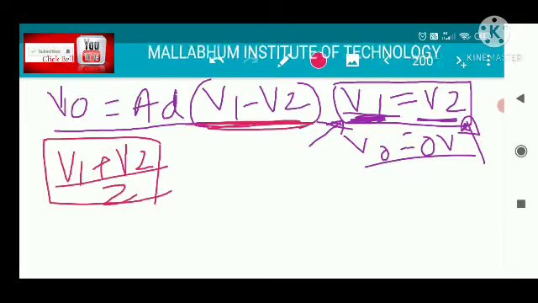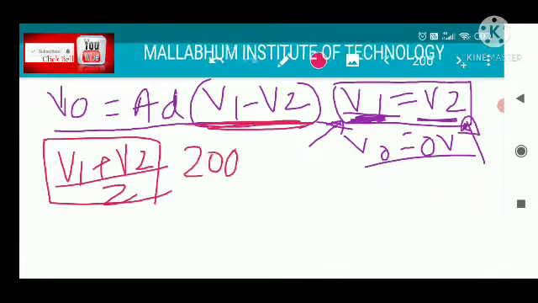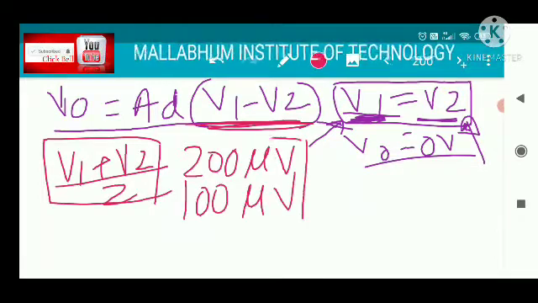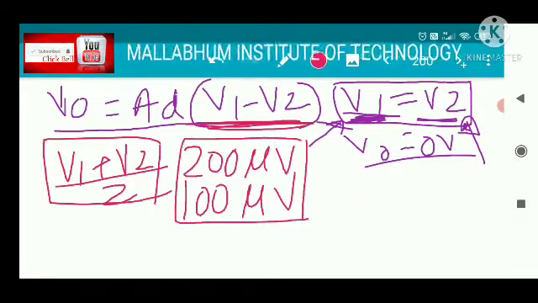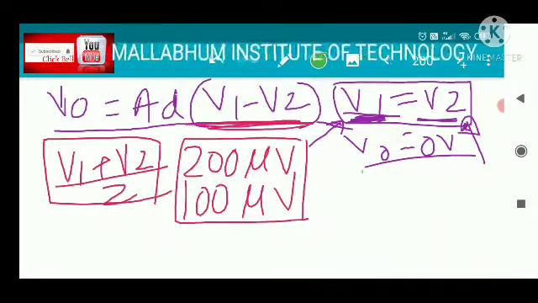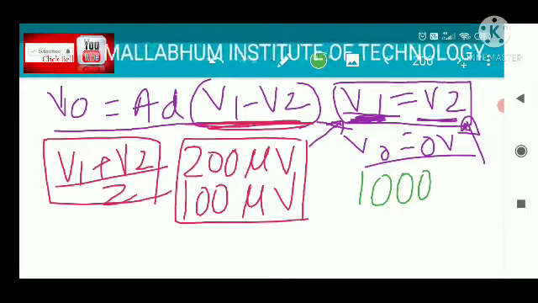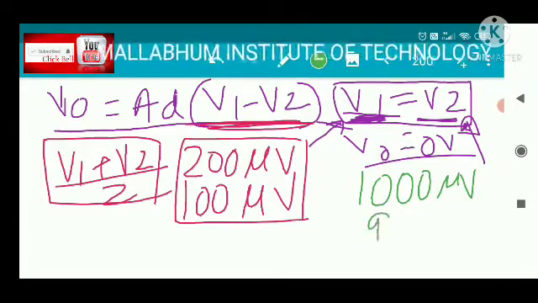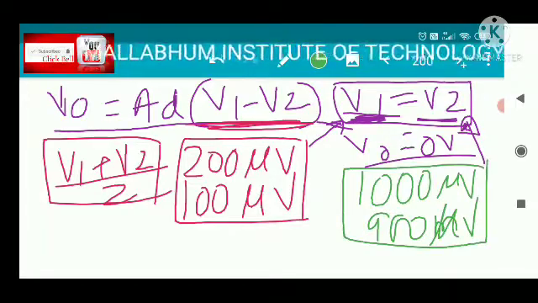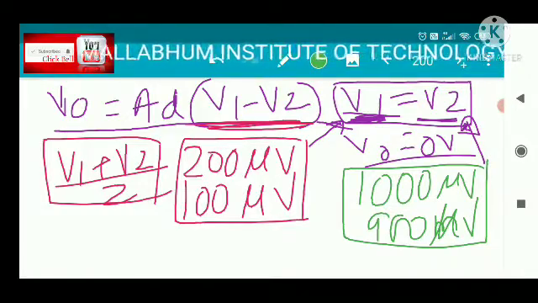In the case of the practical difference amplifier, suppose one terminal input is 200 microvolt and another terminal is 100 microvolt, so the difference between these two signals is 100 microvolt. Now consider the same difference amplifier where the inputs are 1000 microvolt and 900 microvolt. Now what happened? The difference between these two inputs is the same, 100 microvolt, but the output is not the same.